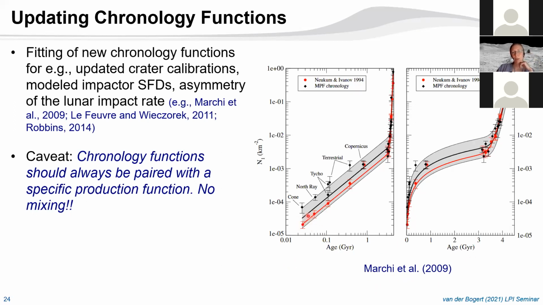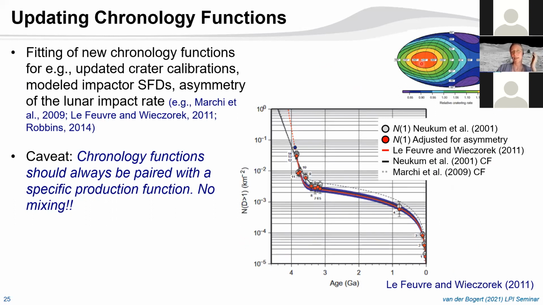And here in his 2009 paper, he compares that with the Neuquén and Evanoff data set, which are the data points and the chronology from Neuquén. Now, one other thing that has been used to update chronology functions is to have a look at the fact that the impact rate on the moon is not isotropic, it's asymmetric because the leading side receives more impacts than the trailing side of the moon. And so the Forêt and Zurich basically corrected the N(1) values for this impact asymmetry and then fit their own suggested chronology function. And so in this 2011 paper, you can find their comparison to the Markey and the Neukom chronology functions.